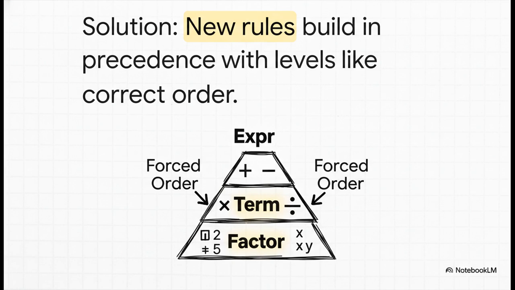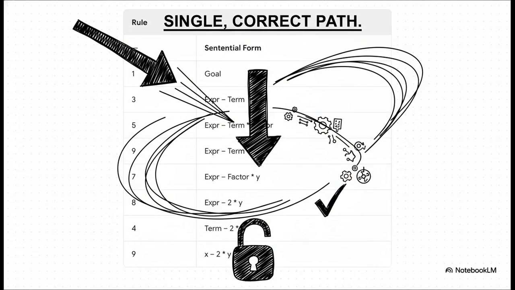So the fix is to rewrite the grammar to actually build in the concept of precedence. We do this by creating different levels, kind of like term and factor. Think of it like this. By making multiplication part of a term, we're telling the parser, hey, you must deal with this multiplication stuff first, before you can even think about the subtraction, which lives up in the bigger expr level. So now, when the parser tries to understand our expression using these new, smarter rules, it's forced down a single correct path. There is literally no other choice it can make.